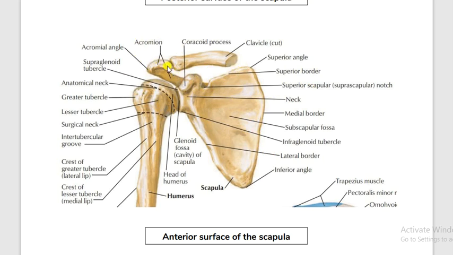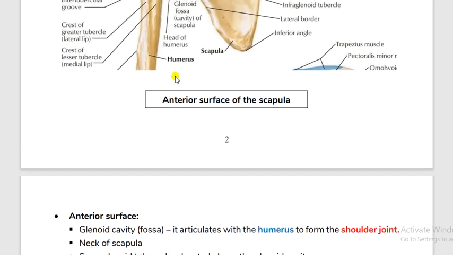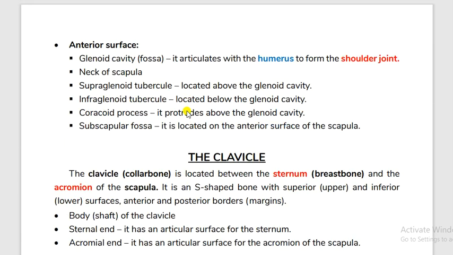This is the acromion here. The spine of the scapula is present here. The acromion is here, and this is the clavicle articulating with the acromion. So this is the anterior surface of the scapula.